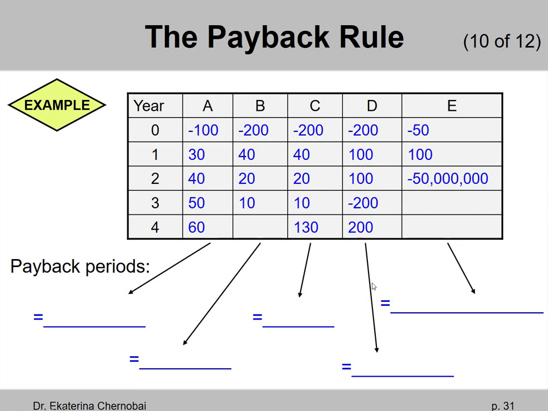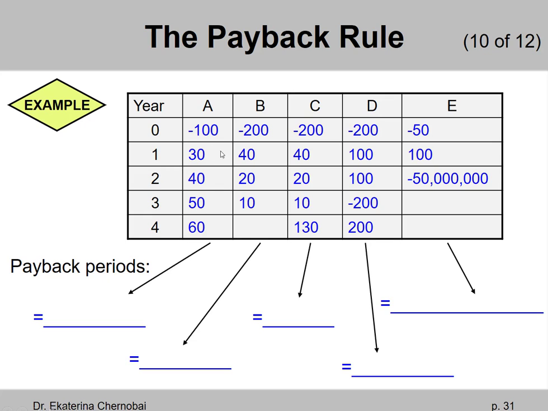Let's look at this example. We have 5 different projects. We're not gonna pick the best one of them. Instead, all we're gonna do is calculate the payback period for each. For project A, we invest 100 and we get back 30, 40, 50, and 60 in the next 4 years.